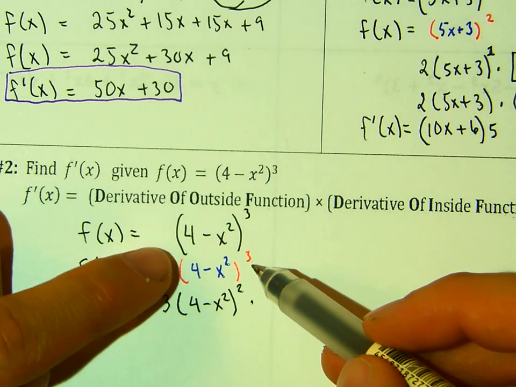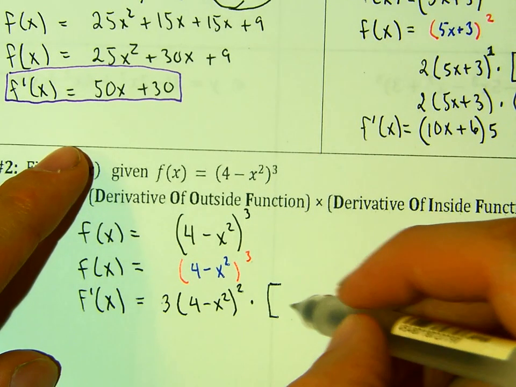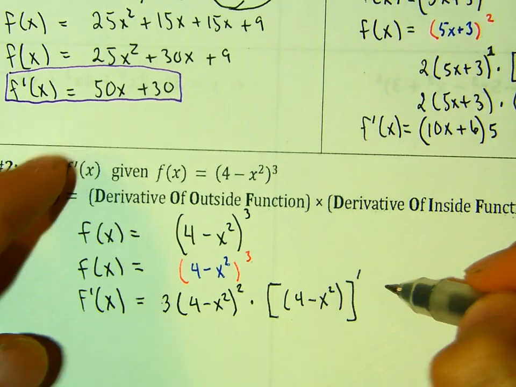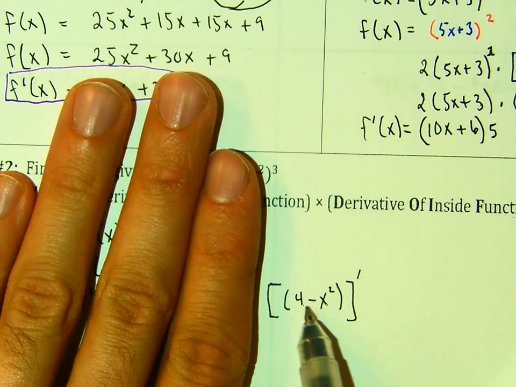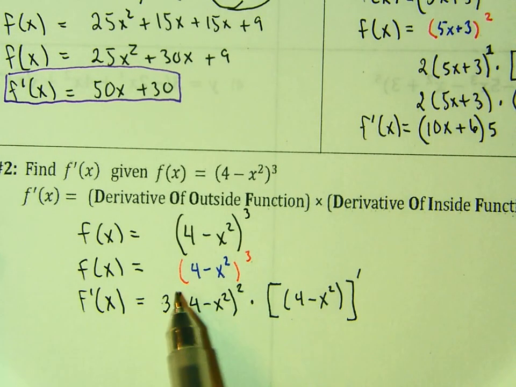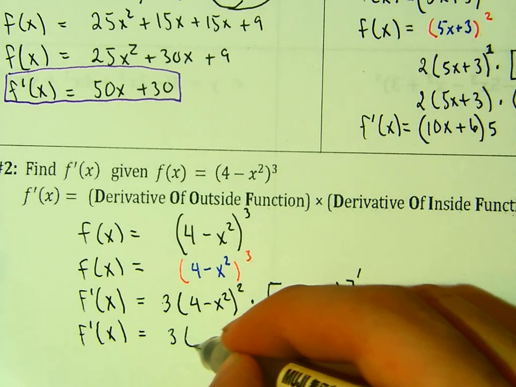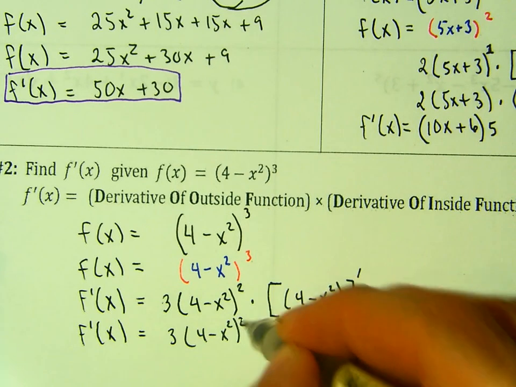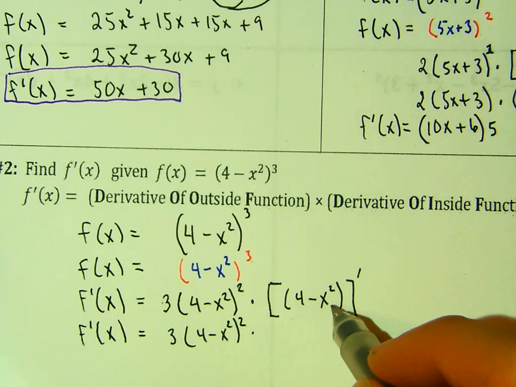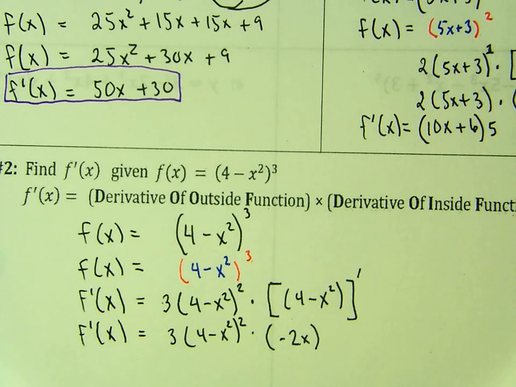You see, first we took the derivative of the outside. Now we take the derivative of the inside. So the way I'm going to set this up is, I'm just going to write this. And this implies we're taking the derivative of this. We haven't taken the derivative of the inside yet. All we did was take the derivative of the outside. So here, this just becomes 3 times 4 minus x squared, the whole thing squared. But now we have to take the derivative of this. So what's the derivative of 4 minus x squared? This should be just negative 2x, okay? And that's all we're going to do.